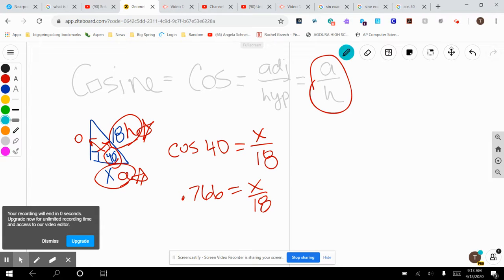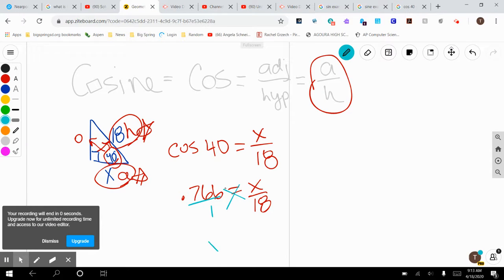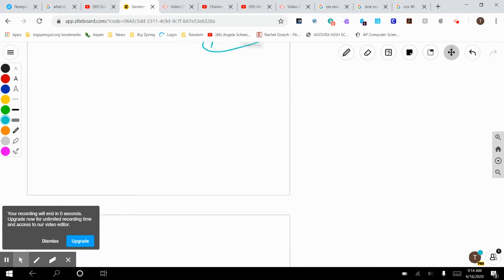Okay, now I simply put that over 1 and I cross multiply. Okay, so I'm looking for 0.766 times 18. So if I go back over here, 0.766 times 18, 13.8. Okay, so x equals 13.8. Okay, now I'm going to try to go through this next one a little quicker because I know I didn't get through the sine one.